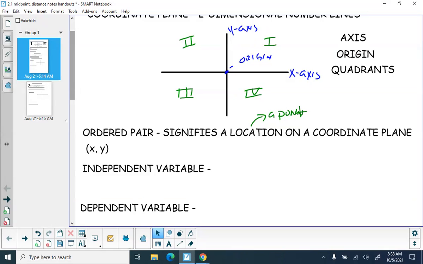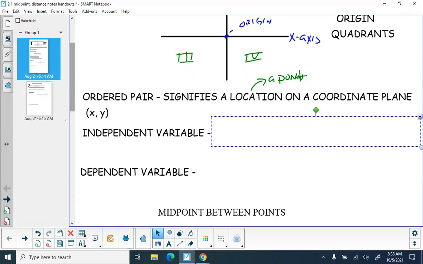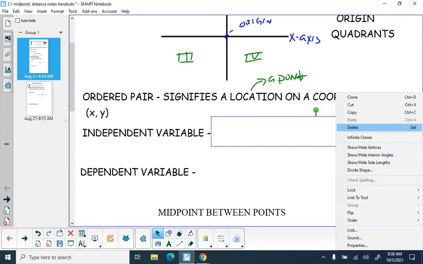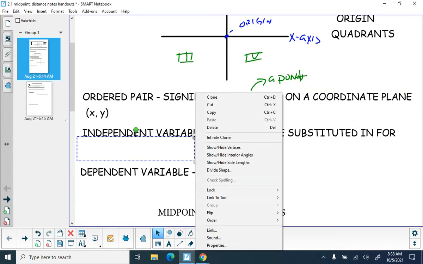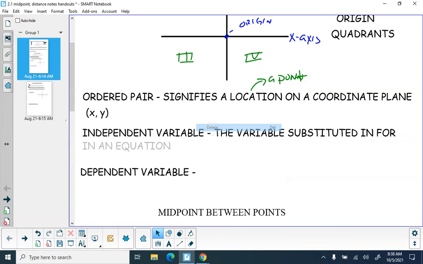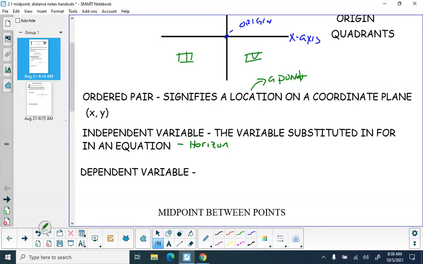We also can classify these as independent and dependent variables. The independent variable is a variable that's substituted in for into an equation. Typically, this is the horizontal axis. Horizontal means side to side, laying side to side. That's your horizontal.